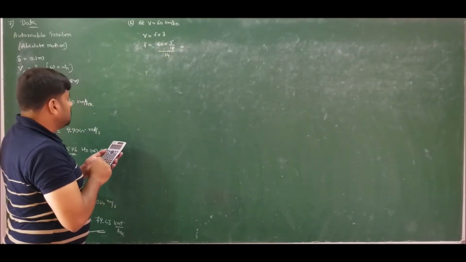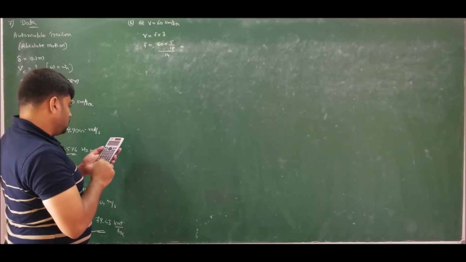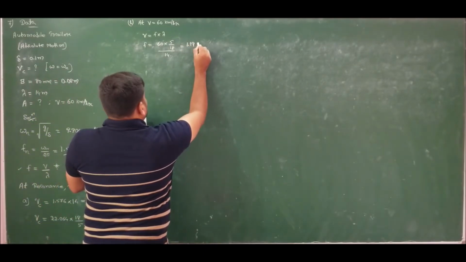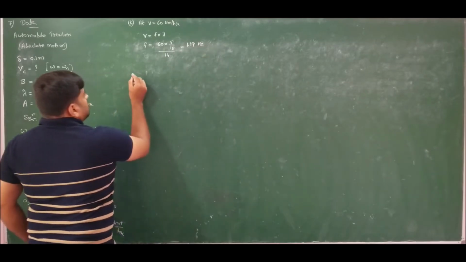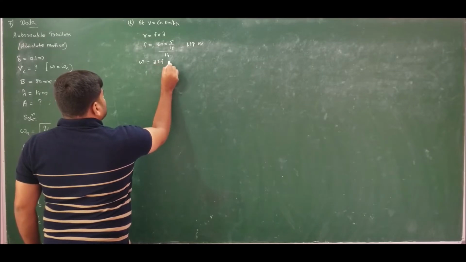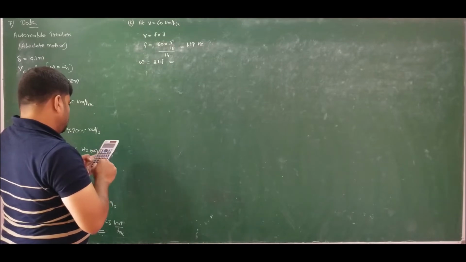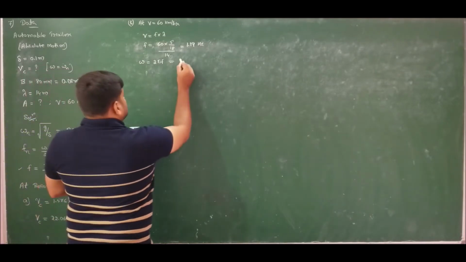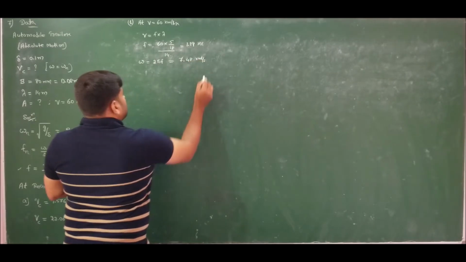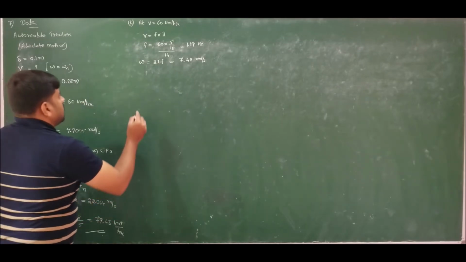So how much is the frequency in cycles per second? It is 60 into 5 divided by 18 into 14, which is 1.19 hertz or cycles per second. So how much is omega? Omega is 2 pi f, which is 2 into pi into 1.19, turning out to be 7.48 radians per second.